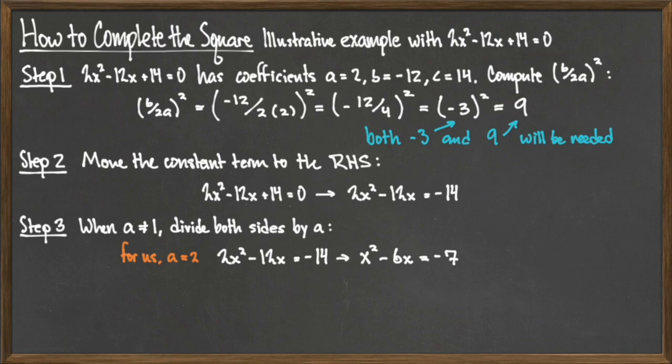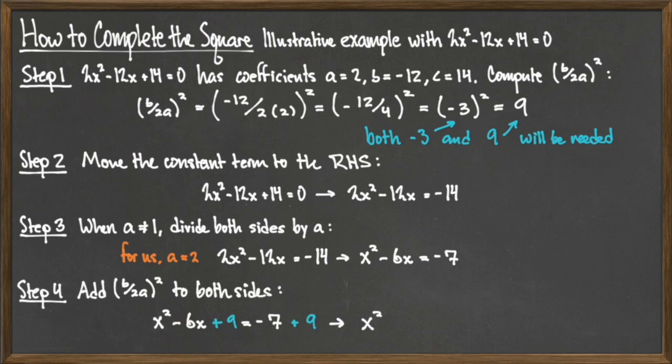Next we'll use the quantity that we computed in step 1. We're going to take b over 2a, squared, which for us is 9, and add it to both sides. So this is x squared minus 6x plus 9 equals negative 7 plus 9. And once we add it to both sides and then simplify, we get the equation x squared minus 6x plus 9 equals 2. Now that I'm here, do I put this back into standard form? No, absolutely not. This is exactly where we want it. That left-hand side now factors. The whole point of this term, b over 2a squared, is that I am adding exactly what the left-hand side needs to factor as a perfect square.